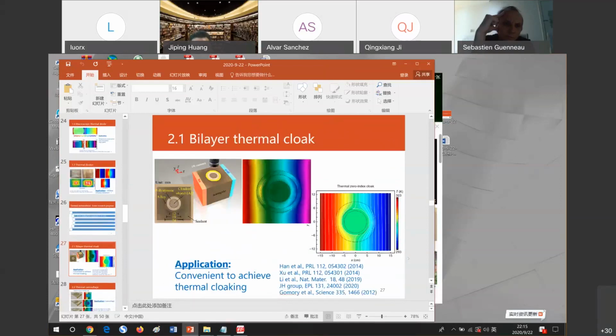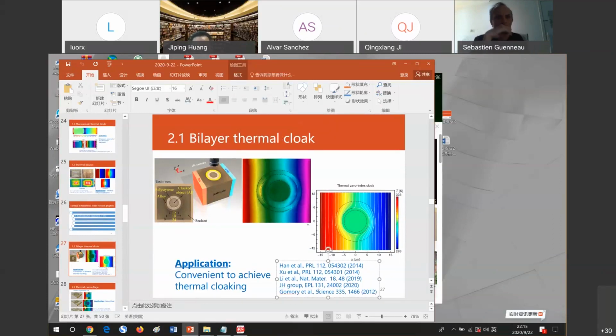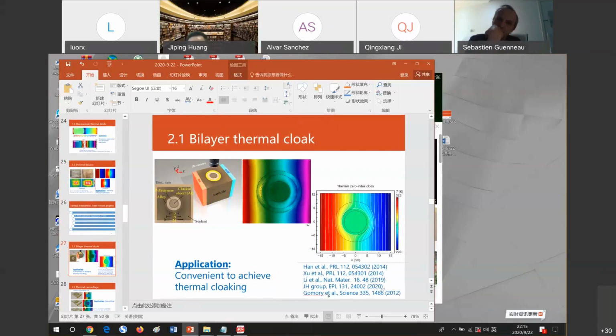Here, it is the last paper, this one in Science. This paper is very important for the bilayer thermal cloak. I think without this paper, this concept could not have been produced this year. So very important. Thank you. Well, thank you very much.